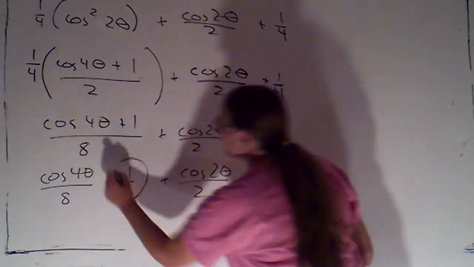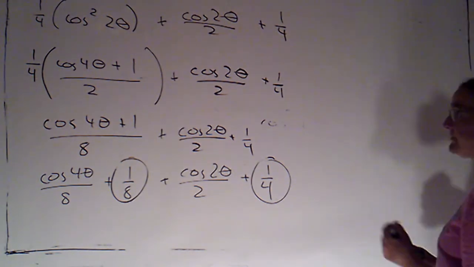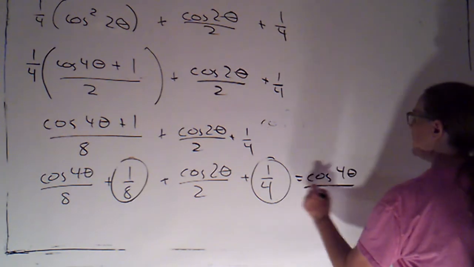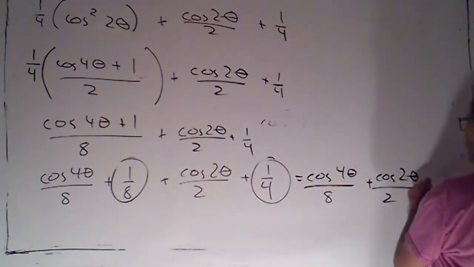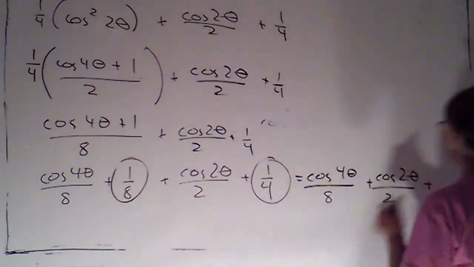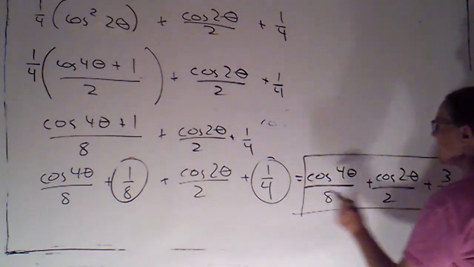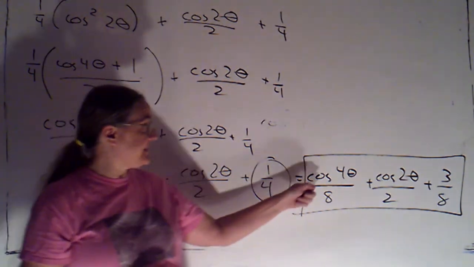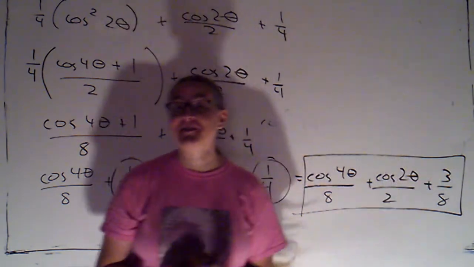And I can now combine those two constants. So I'll have just 3 relatively simple terms. So we'll have cosine of 4 theta over 8 plus cosine of 2 theta over 2 plus 1/4 would be 2/8 plus 1/8 would be 3/8. So now that's a sum, and each term is either a first power of cosine, or there are no cosines and it's just a constant.